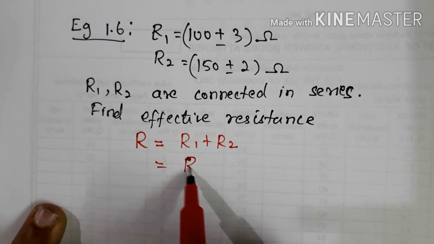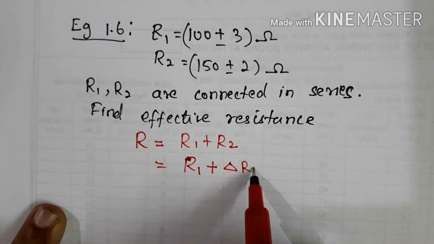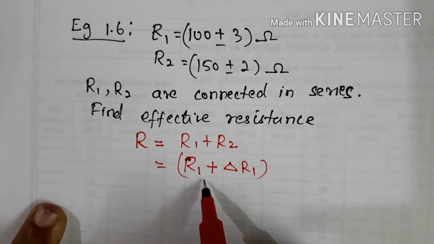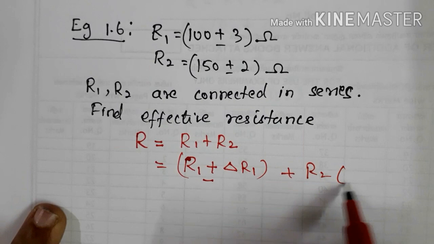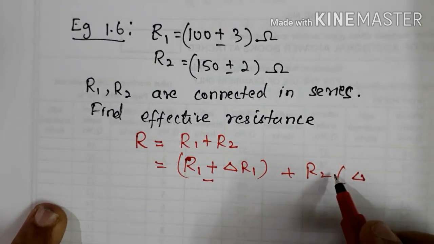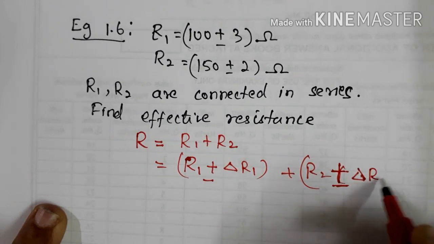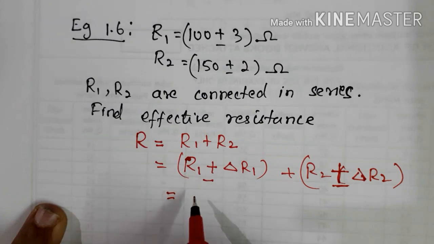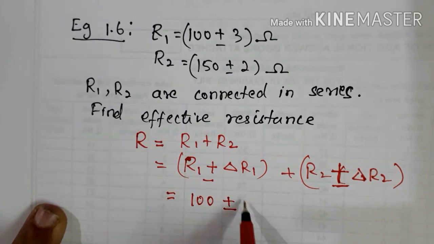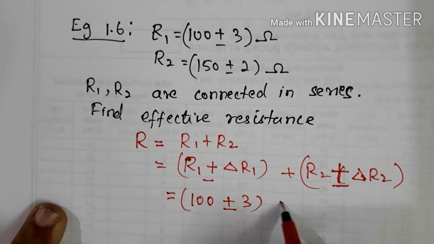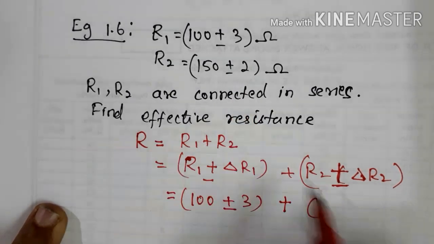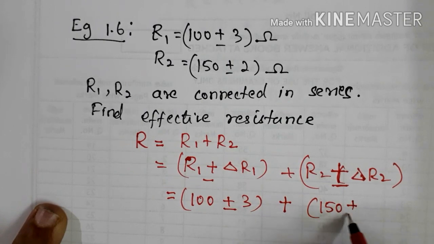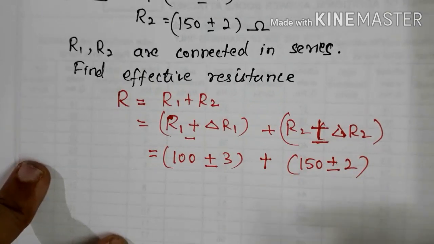R1, write the formula first: R = (R1 ± ΔR1) + (R2 ± ΔR2). Okay, now you can substitute the values. What is this? 100 ± 3 plus the second value, 150 ± 2. And how will you add these two?